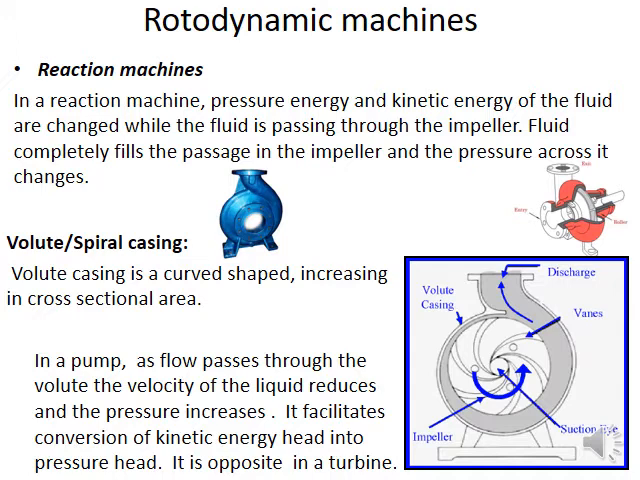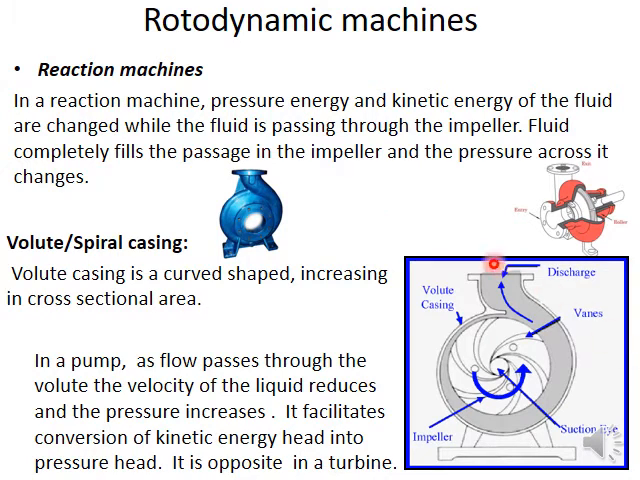Then what is the other type? It is the reaction type. In a reaction machine, pressure energy and kinetic energy of the fluid are changed while passing through the impeller. So the best example is the centrifugal pump, like here. So when we take a section across here, you have a section like this. So this is the impeller, and fluid enters through this center and leaves through this part.